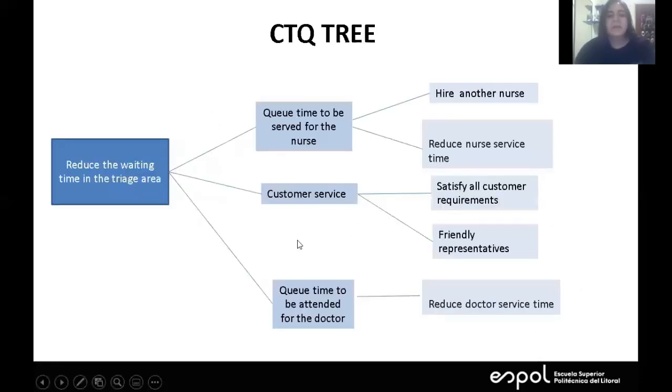We have a CTQ. We need to reduce the waiting time in the triage area. The requirements are the key wait time to be served by the nurse, customer service, and the key wait time to be attended by the doctor. The set goals are to hire another nurse, reduce nurse service time, satisfy all customer requirements from representatives, and reduce doctor service time.